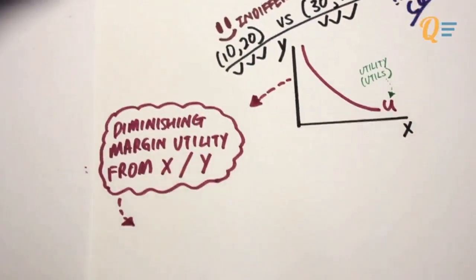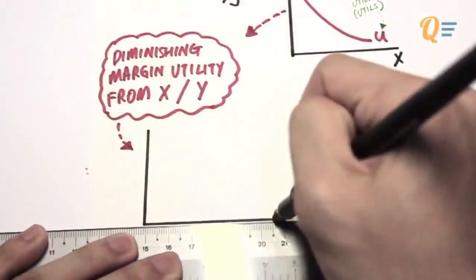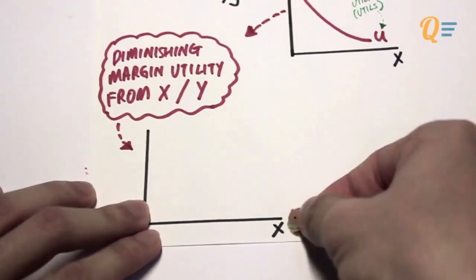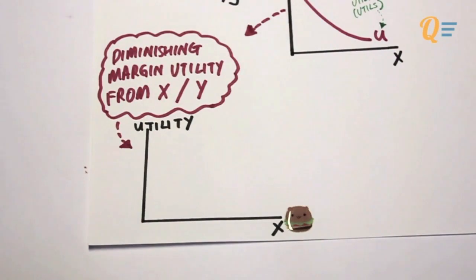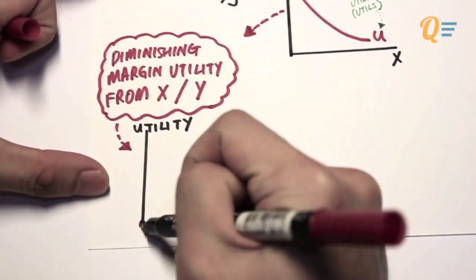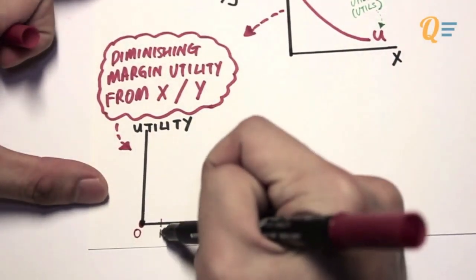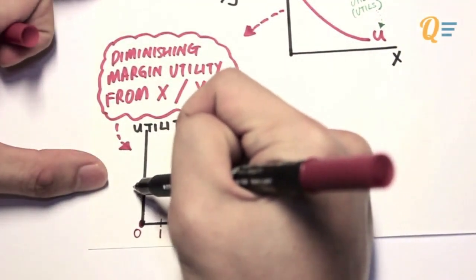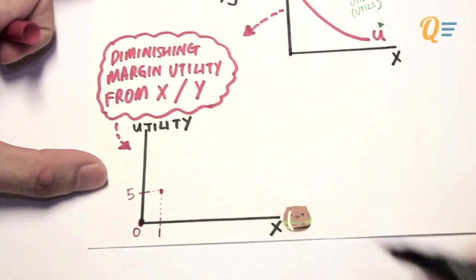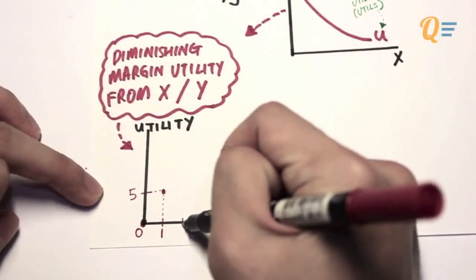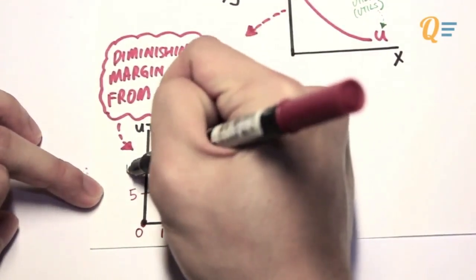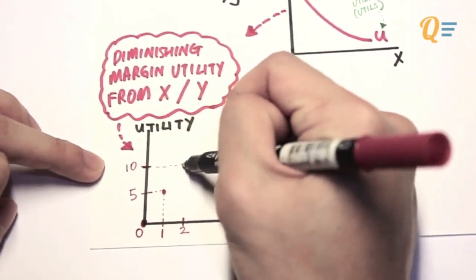I'm going to draw a very simple graph with my horizontal axis being the amount of burgers that I'm eating, and the y-axis being the amount of utility that I derive from eating those burgers. So of course, with 0 burgers, I will have 0 utility. But what if I eat 1 burger? Let's say I get 5 utils. But I'm still hungry, so I'm going to eat another burger. So I've eaten 2 already, and the total utility I get is 10.